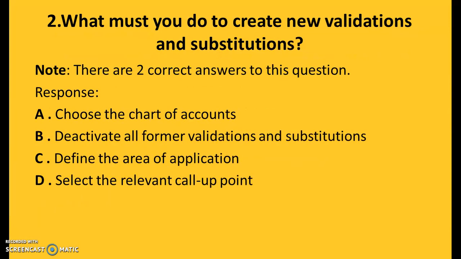What must you do to create new validations and substitutions? There are two correct answers for this. Choose the chart of accounts, deactivate all former validations and substitutions, define the area of application, select the relevant call-up point. So you need to write down two correct answers for the validations. Now, the answer is C and D. Define the area of application and select the relevant call-up point.